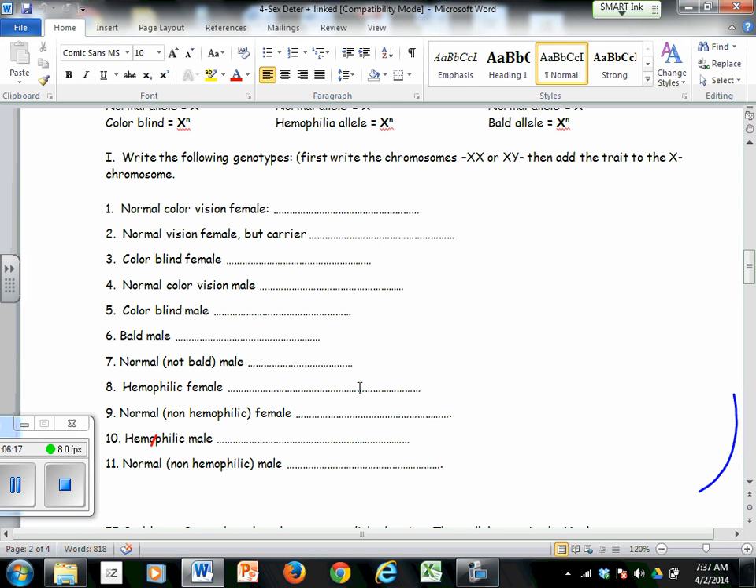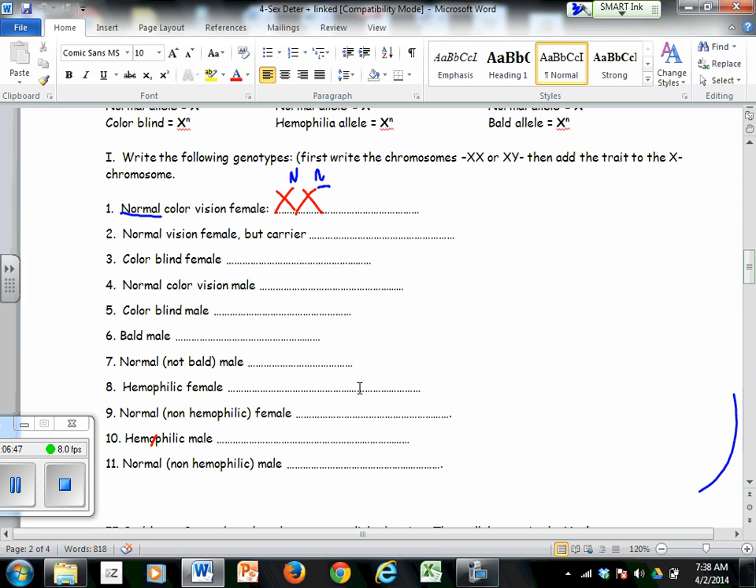So a normal color vision male or female. The first thing you need to do when you're writing these genotypes is to write the XX. You know it's a female, so it's XX. Now the second thing is that you need to decide what type of X's they are going to be. Are they going to be a big N or a little n? Now we have the word normal, so we know at least this first X is a big N. Right? If she's normal, it doesn't really matter what the second X is.